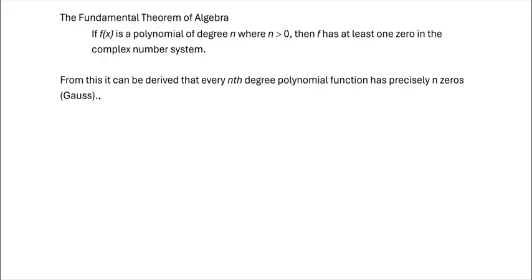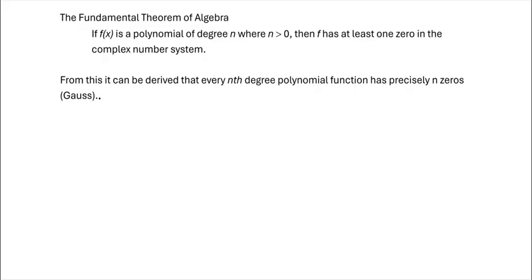In class, we went over the fundamental theorem of algebra. It says if f of x is a polynomial of degree n, where n is greater than 0, that means the degree of the polynomial is at least 1, then f has at least 1 zero in the complex number system. So if you've got a degree of 1, you're going to have at least 1 zero in the complex number system. If you have a degree of 2, you're going to have at least 1 zero in the complex number system.